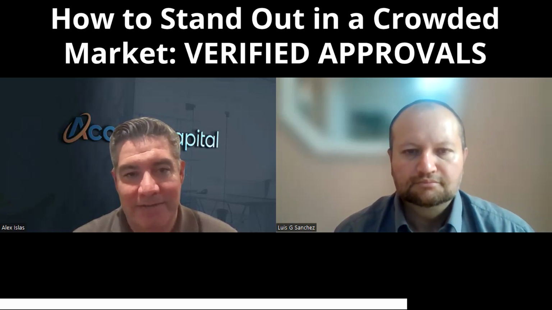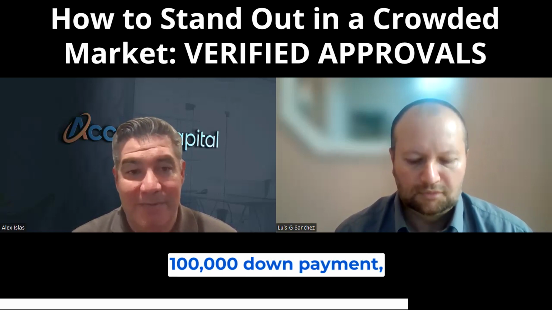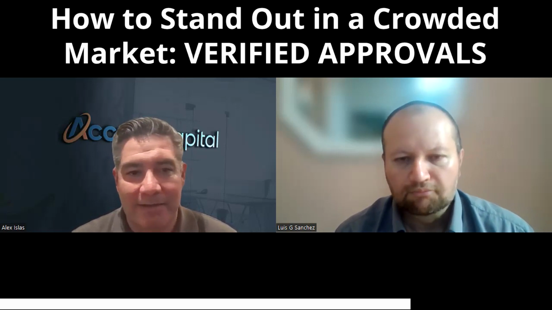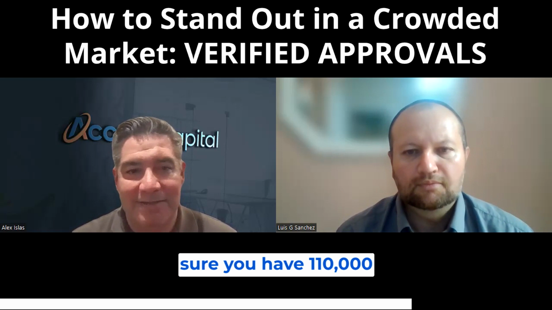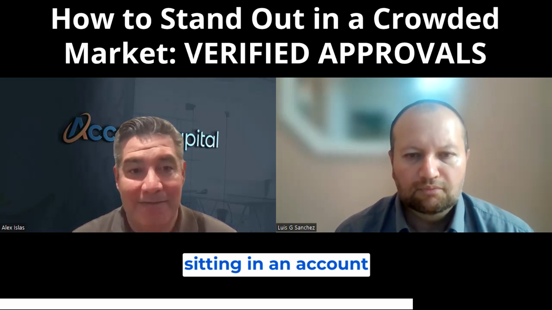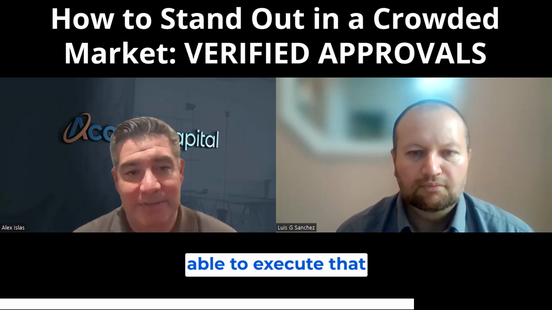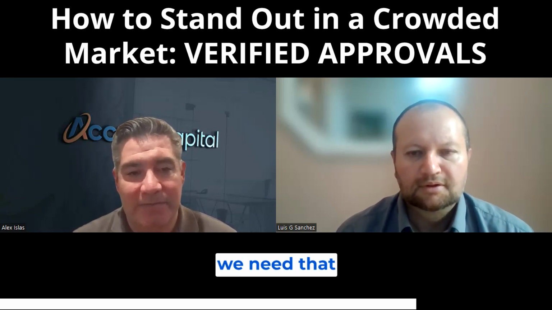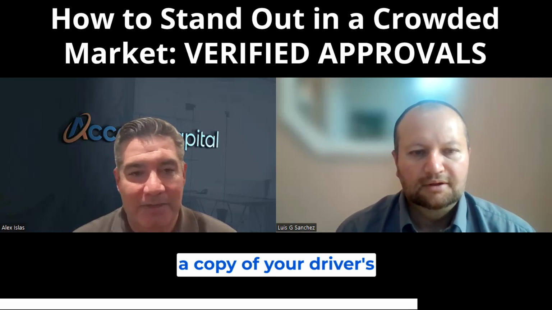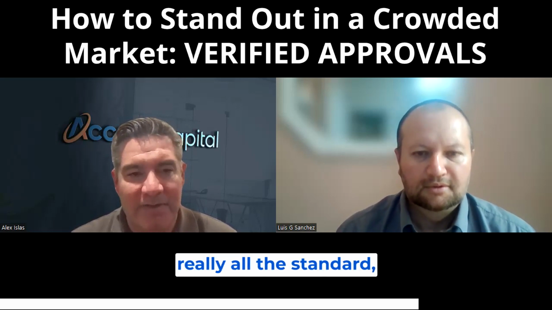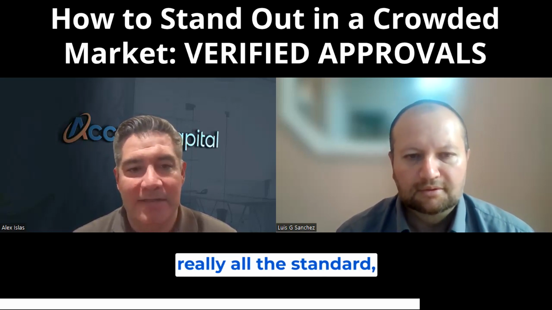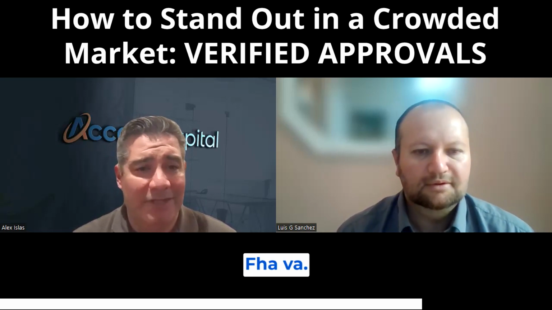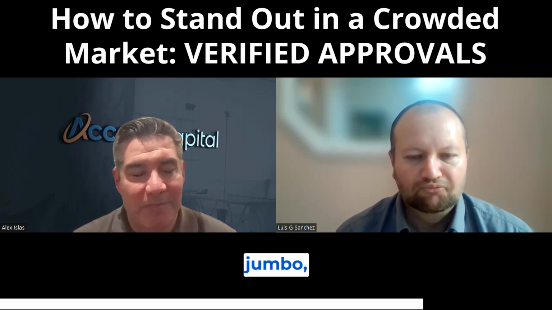If you say you're going to have a $100,000 down payment plus, I don't know, $10,000 in closing costs, the lender wants to make sure you have $110,000 sitting in an account readily available to be able to execute that transaction. So we need that information. Yeah. A copy of your driver's license, really all the standard documentation you would need for any traditional loan or any loan, FHA, VA, conventional, jumbo, whatever.